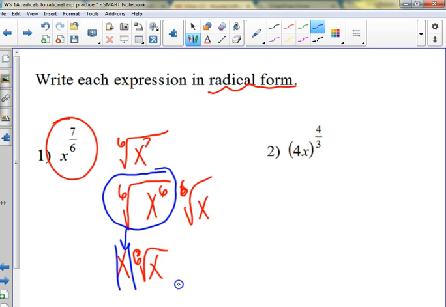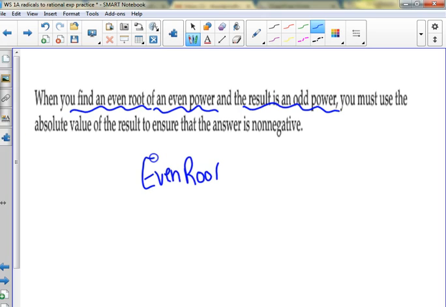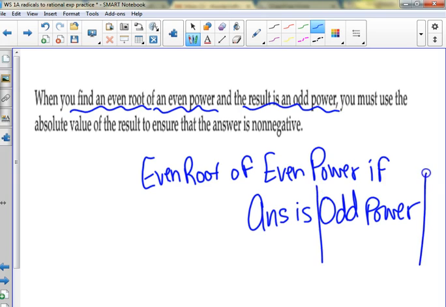So we're supposed to have absolute values here. I'm not going to make a big deal about this, but can you write this rule at the top of your paper? When you find an even root of an even power and the result is an odd power, you need absolute value. Even root of even power, if your answer is an odd power, then you need absolute value.